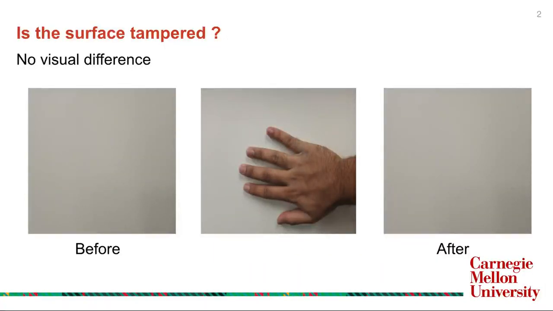Here you can see two images of a wall before and after it has been touched by the hand. As you can see, just by looking at these two images, we cannot determine whether someone has touched the wall or not. The paper uses a technique called laser speckle imaging to address this issue.